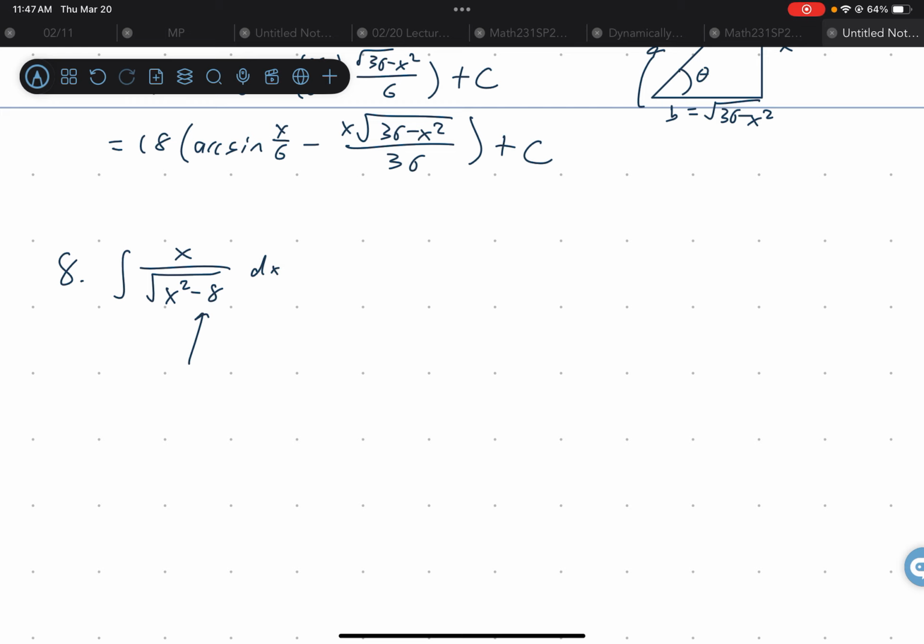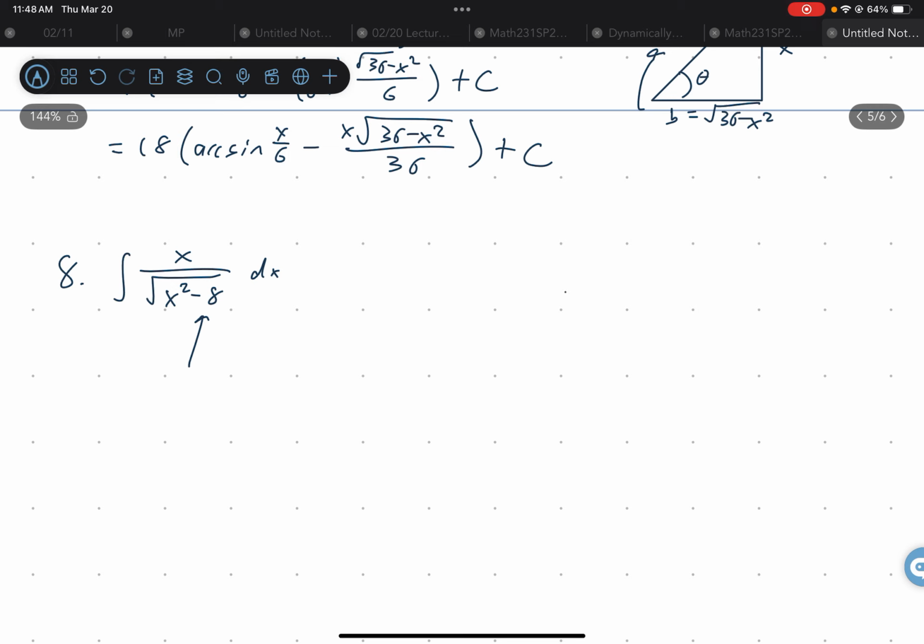If we remember the table, what we can look at is we have the expression here, x squared minus a squared, right? It's x squared minus a constant. You can honestly just think of this as a constant, but it is important to keep that square right there. And so the sub we're going to use is going to be x equals a secant theta.